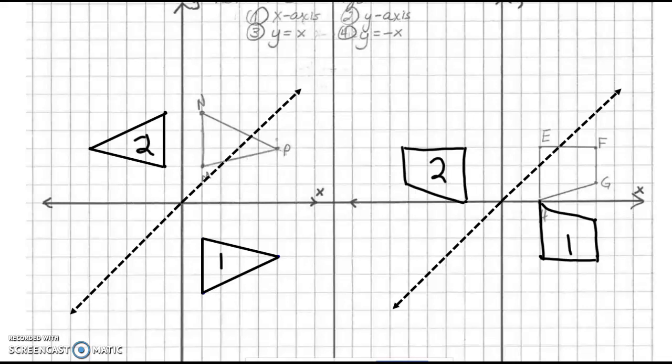Remember, we get that line y equals x by whatever x is, the y coordinate is. So if x is 1, y is 1. So we'd plot the point (1, 1), (2, 2), (3, 3), or we could plot (-2, -2), (-3, -3). So that's how we got that dashed line. So now we're going to flip our beginning figure over that line.